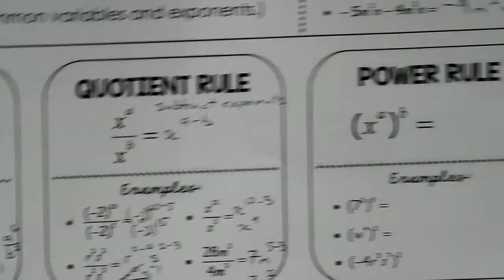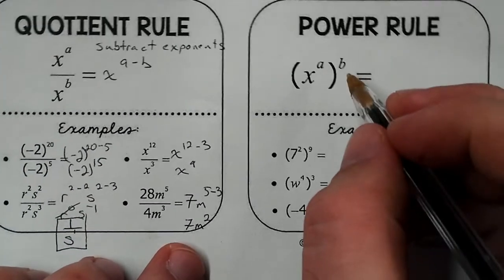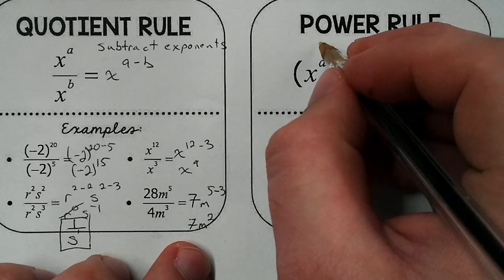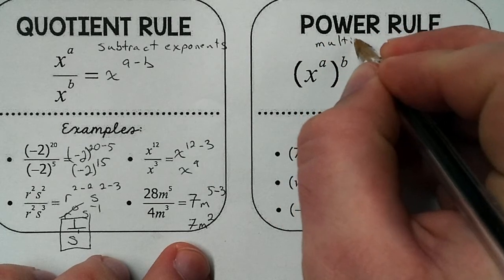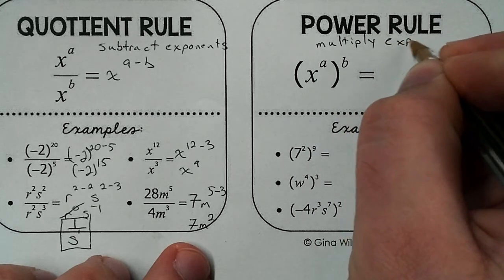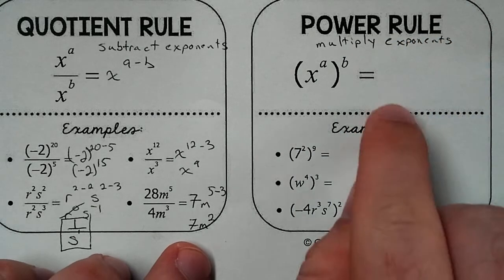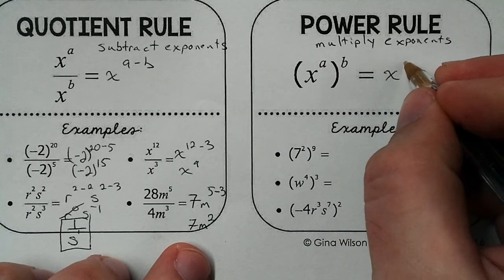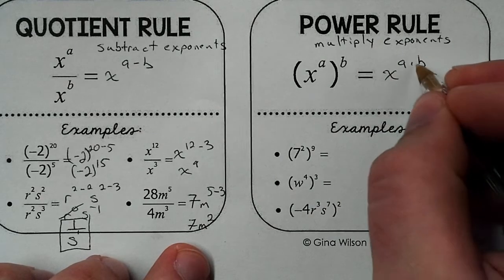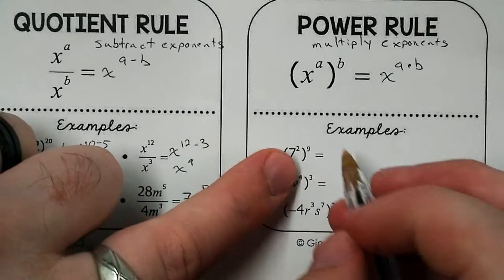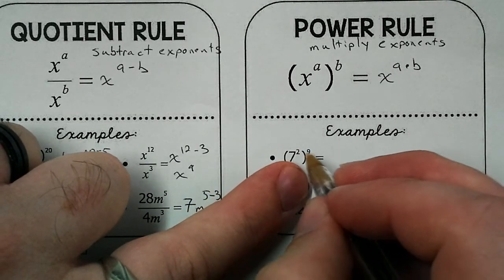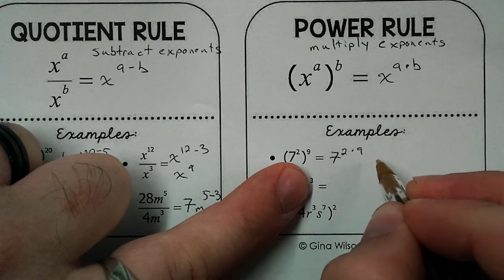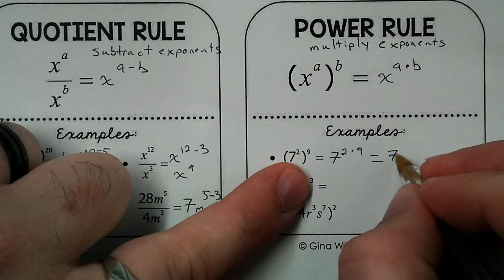The last rule we're going to get is the power rule. Now, in the power rule, this is when you're raising an exponent to an exponent. What you're going to have to do here is multiply the exponents. This only happens when you have an exponent being raised to another exponent. So you're going to have x to the a times b, whatever those are when they multiply. So 7 squared raised to the 9th power is going to be 7 to the 2 times 9. 2 times 9 is 18, so it's going to be 7 to the 18th.